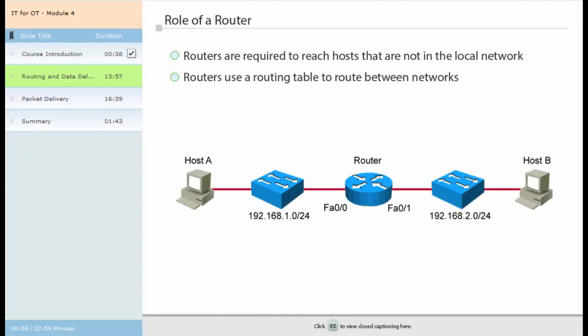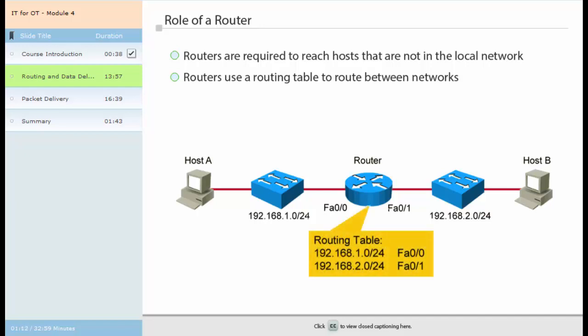While switches change data frames between segments to enable communication within a single network, routers are required to reach hosts that are not in the local LAN. Routers enable inter-network communication by placing the interface of each router in the network of the other routers. They use routing tables to route traffic between different networks.